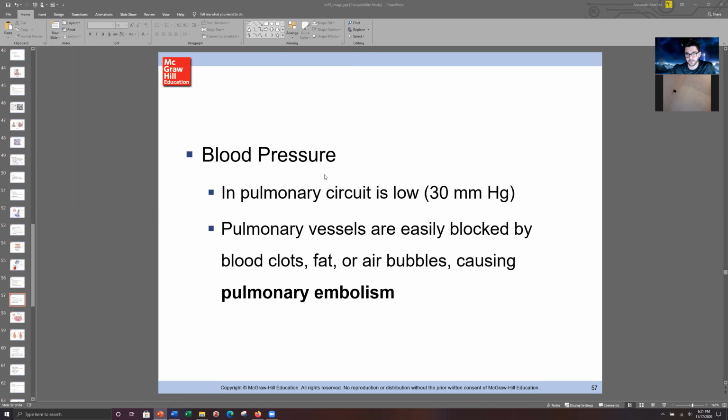Okay, so let's talk about pressures here. So something like blood pressure, typically in the pulmonary circuit, is quite low. So if you guys remember, it's roughly 30 millimeters of mercury inside the pulmonary circuit. So once we get past that capillary bed, it's pretty low at that point, almost non-existent. Pulmonary vessels, for this reason, can get easily blocked by blood clots, fat, or air bubbles, and can cause things like pulmonary embolisms as they end up in the lungs.